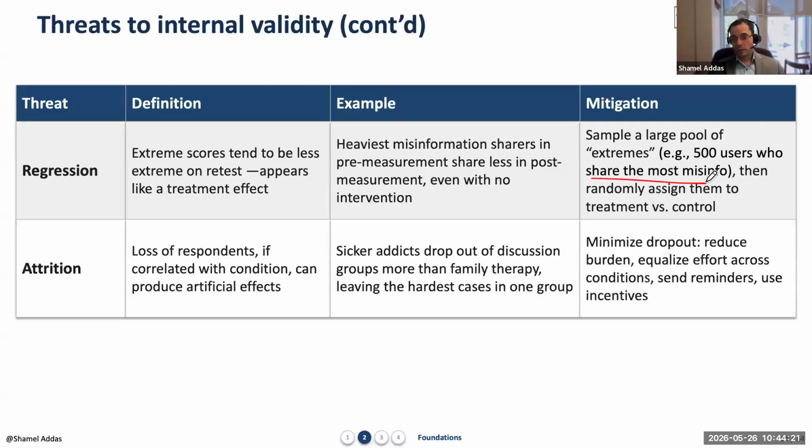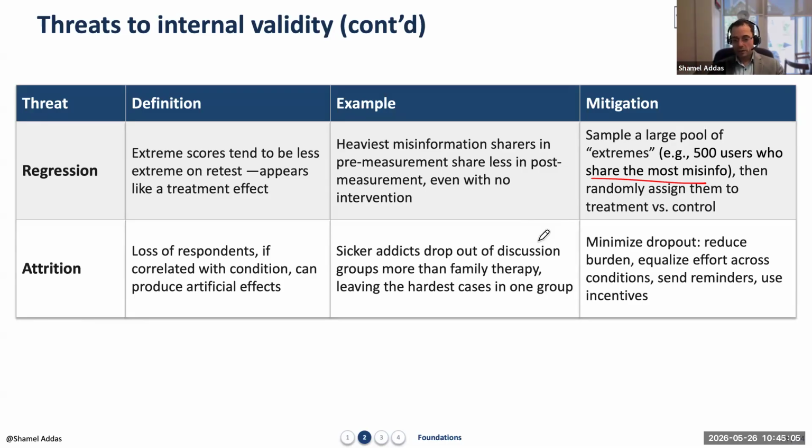Attrition is when you're doing an experiment, you have several measurements over time, and people don't complete all the different phases. That could be a problem, especially if the reason why they quit is related to your manipulations. A typical example: let's say you're studying addiction, and you have two treatments. One group of addicts are doing discussion groups where they sit in circles and talk about these issues. Another group is doing family therapy, where they go with their family and talk with the therapist directly. The sicker addicts group drops out of the discussion groups more than the family therapy.